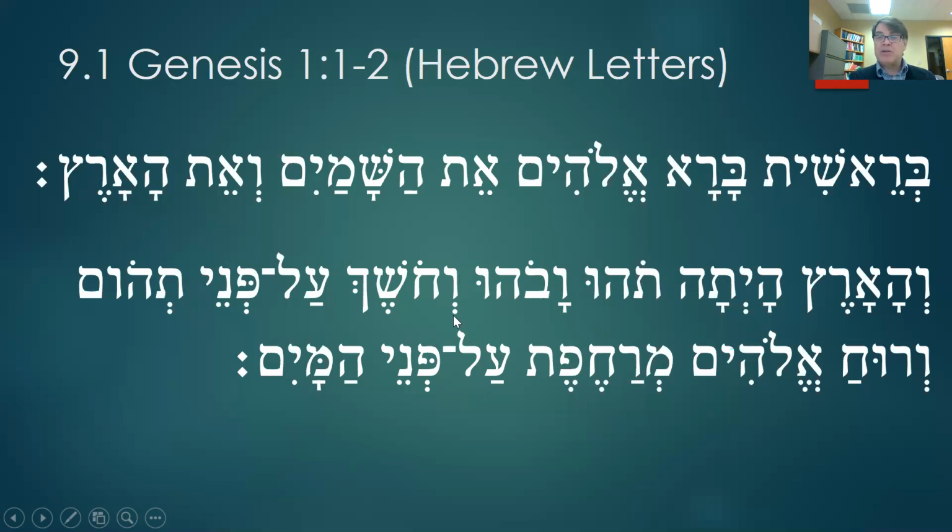Vav, what kind of shva? Vocal, it's the beginning of the word. Chet, holam, sheen, segol. Final kaf with a silent shva in it. Vekhoshekh. Ayin, patach, lamed, dash or maqef, pe with a dagesh in it. It's a light dagesh because it's the beginning of a word, beginning of a syllable.